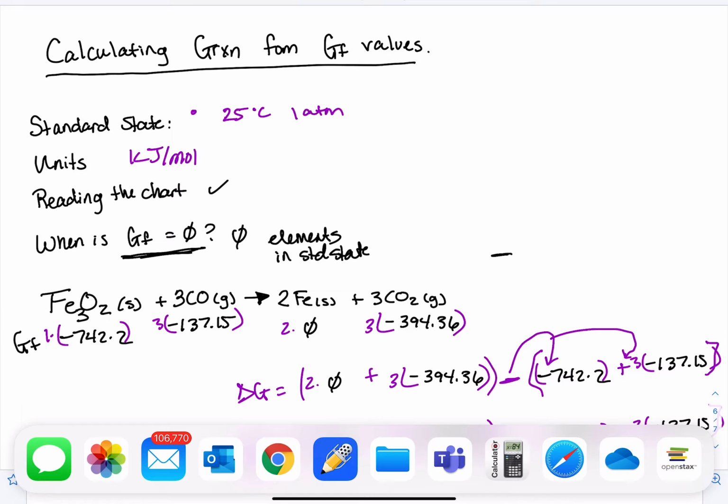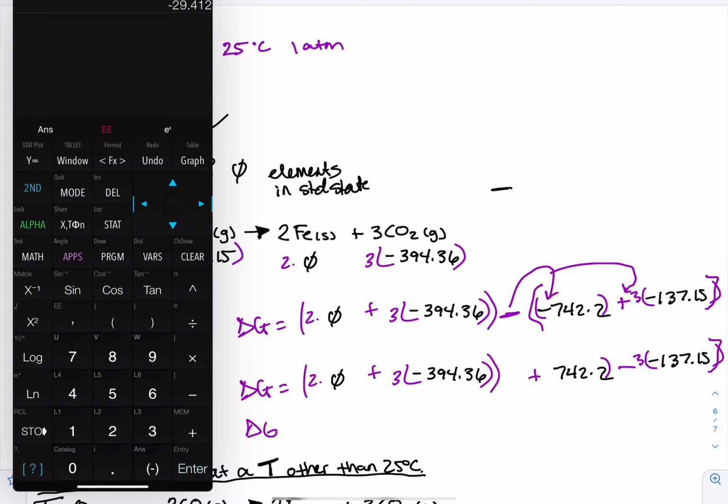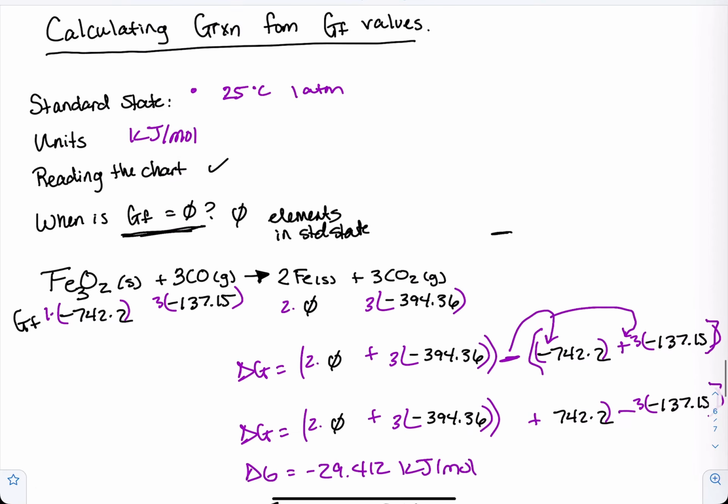So I'm going to put this all in my calculator. I'm not going to worry about the 2 times the 0 because that's just 0. So 3 times negative 394.36 plus 742.2 minus 3 times negative 137.15. So I got for this value that my delta G is equal to negative 29.412 kilojoules per mole. So that's one way to calculate your delta G value.